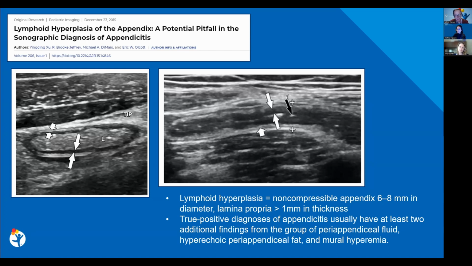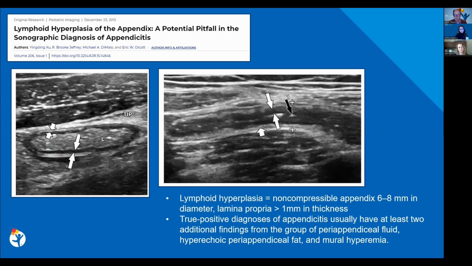I will say I have definitely seen this lamina propria layer be thick with acute appendicitis. I would say it's pretty often that we will see that. So don't hang your hat totally on that thickening of the lamina propria. I don't know if that is necessarily representative of lymphoid hyperplasia coexisting with appendicitis, but at least in my experience, it's quite common that true appendicitis cases do have that thickening as well.